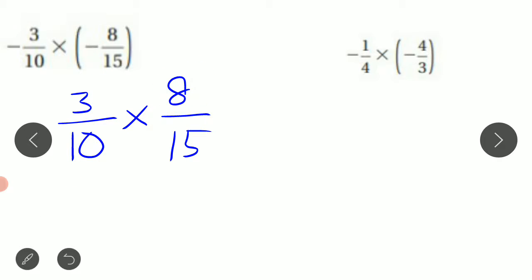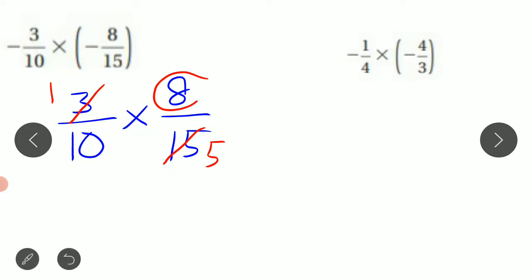So first let's take one pair. If you take 3 and 15, both have common factor 3. So let's divide by 3. 3 ones are 3, 3 fives are 15. We are dividing the numerator and denominator having the common factor 3. So we divided by 3, and now we received 1 and 5 here.